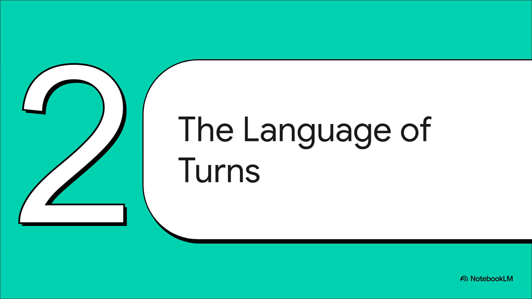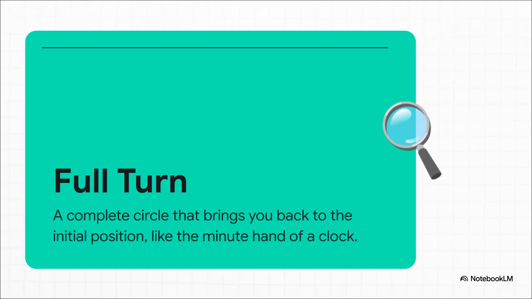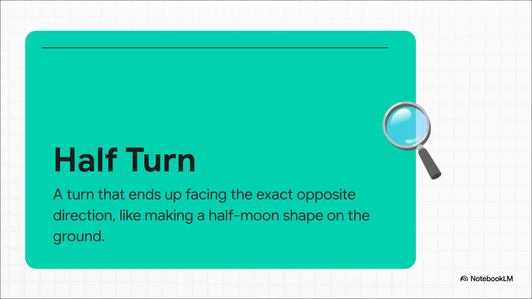Okay, so if it's all about turns, how do we talk about them? We need a simple, common language to describe how much of a turn we're making. Let's start with the big one: a full turn. This is the whole shebang. Think about the minute hand on a clock going all the way around in an hour. It makes a complete circle and ends up right back where it started. That's a full turn.